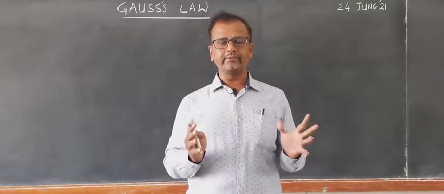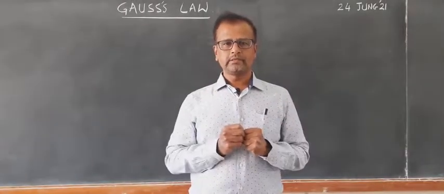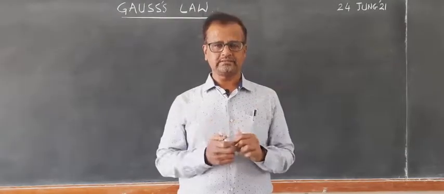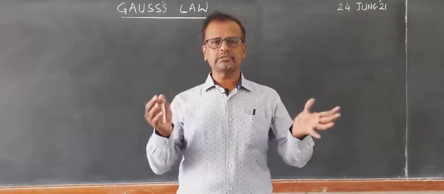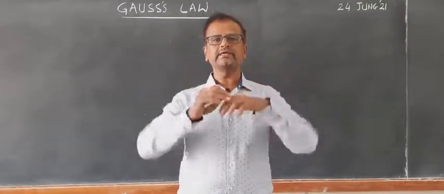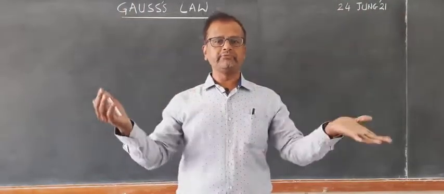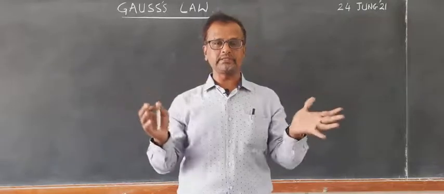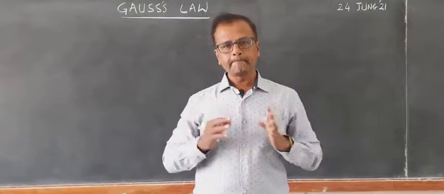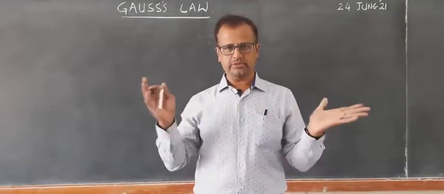Now today we are learning a very important law, that is Gauss law. We are going to find out what is the cause of this electric flux. Suppose there is an enclosed surface in the electric field. Through that enclosed surface, definitely the electric field lines are going to penetrate. The electric field lines are going to pass through.